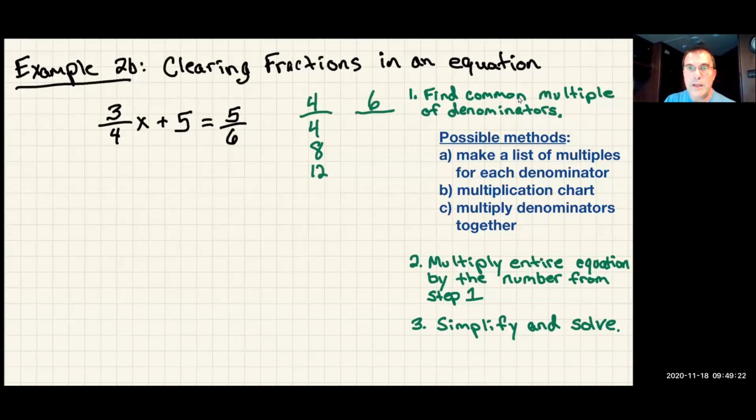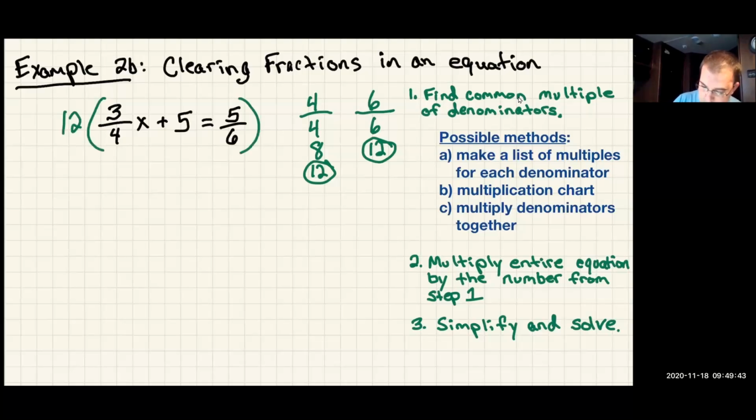As I start listing multiples of 6, 6 times 1 is 6. Of course, I could have just copied this right off of the multiplication chart. And 6 times 2 is 12. There is a number that both denominators will multiply into. That is the one I'm going to use. It's the smallest one, which keeps our numbers smaller. Now it's the same process as what we just did before, or similar anyway. So you see down there on step 2, it says multiply the entire equation by the number that we found in step 1.